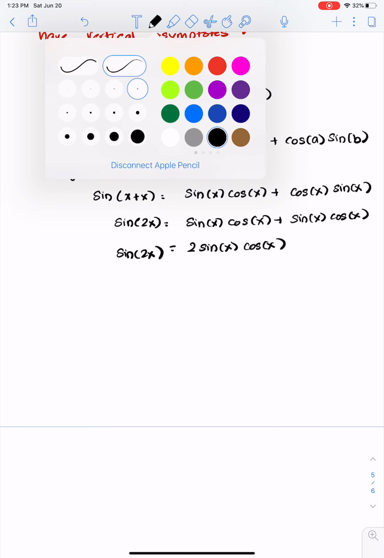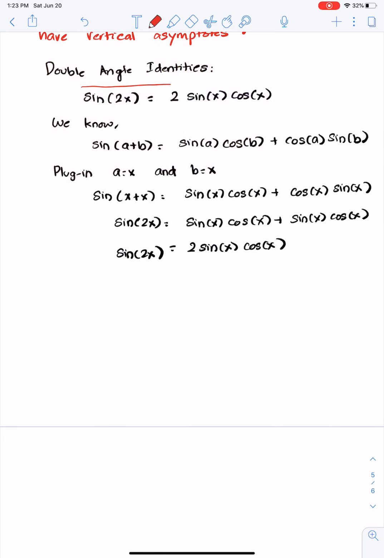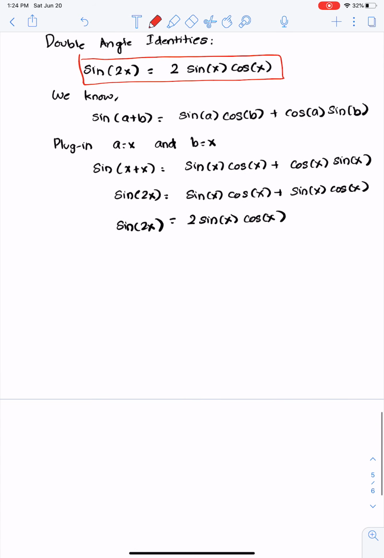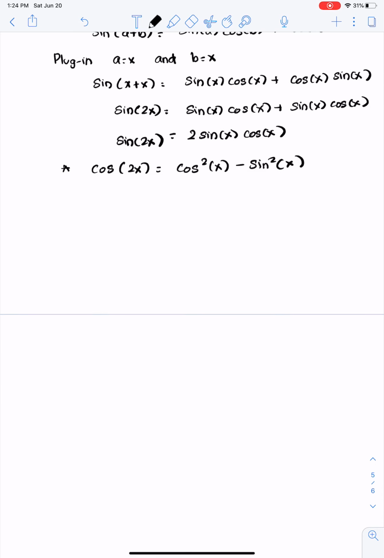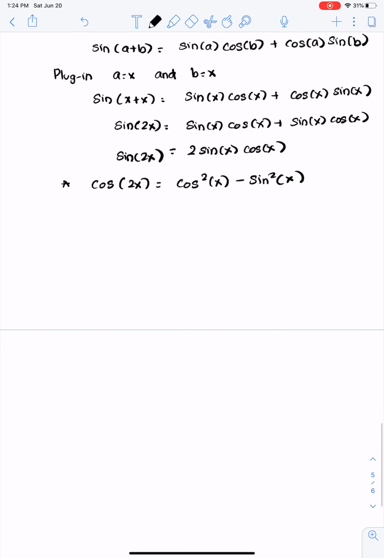So this is one double angle identity that is important. The other one is cosine 2x, and that is equal to cosine squared x minus sine squared x. And we can verify this also.